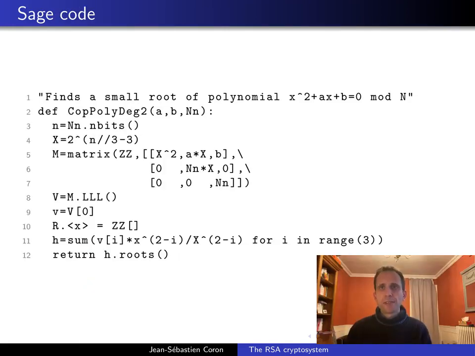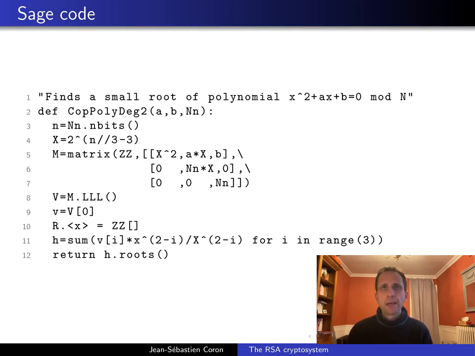So let me describe the Sage code to show that the algorithm is actually relatively easy to implement. We get as input the two coefficients a and b of the polynomial, and also the RSA modulus. We first compute small n, the number of bits of the modulus. We compute the bound capital X as 2 to n over 3, minus 3 to get some margin. Then we compute the matrix M, which is exactly the same matrix as in the previous slide.